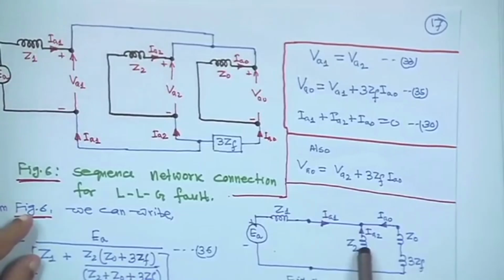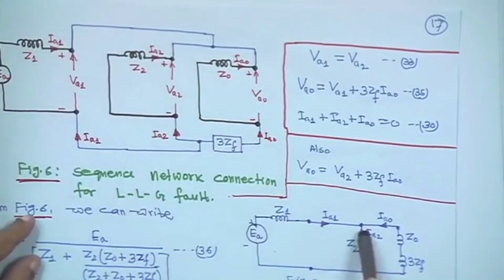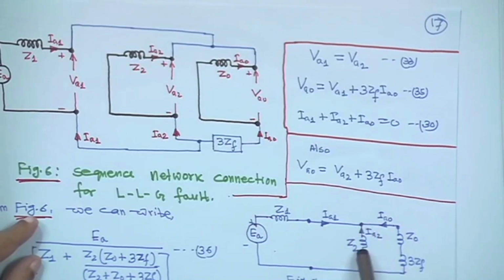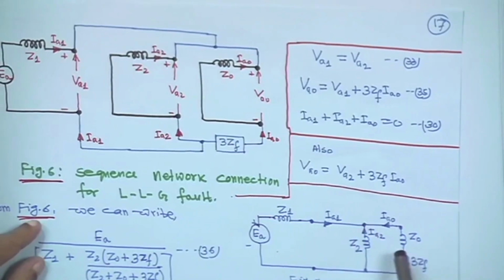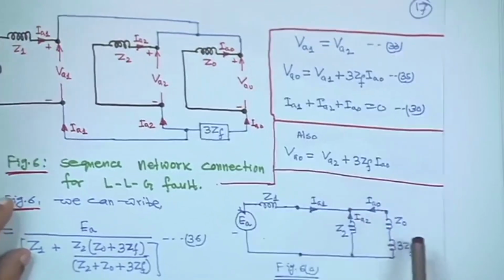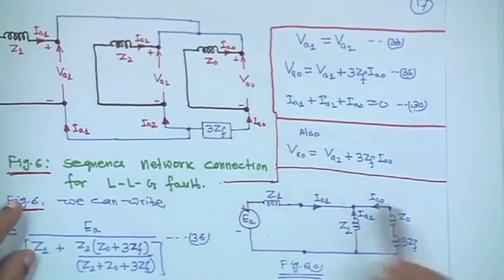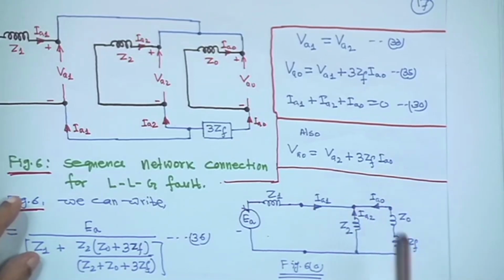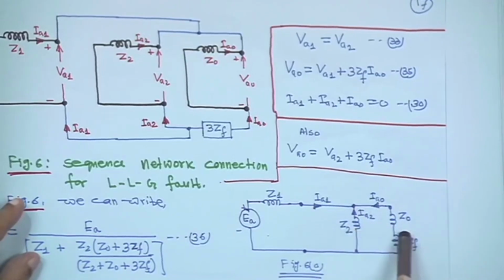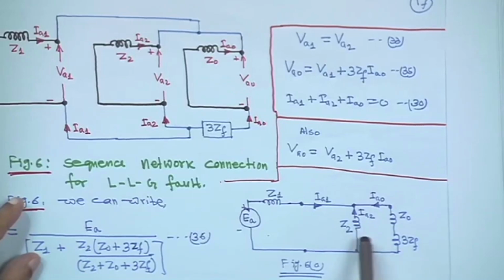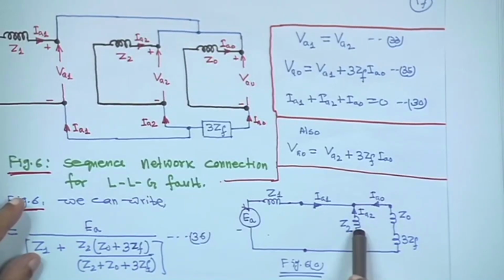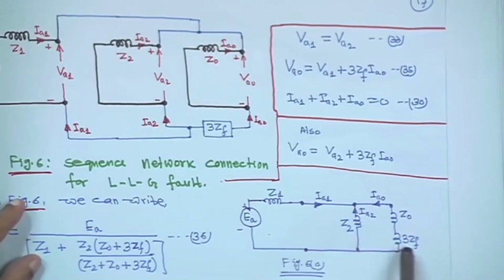Now, this is Z2, the current is going here, because the summation of all this current is 0. So, this is Z2 and this is IA0 and this is Z0 and 3ZF, they are in series. So, Z0 plus 3ZF, this current is there, that means these two are in parallel: the negative sequence and the 0 sequence, but here Z0 plus 3ZF, these two are in parallel.